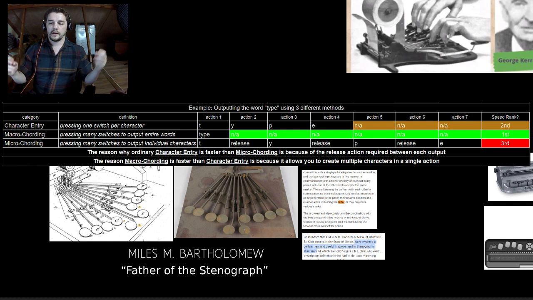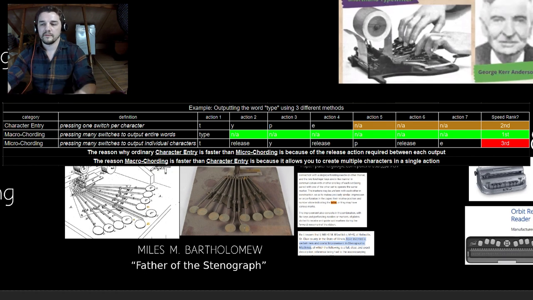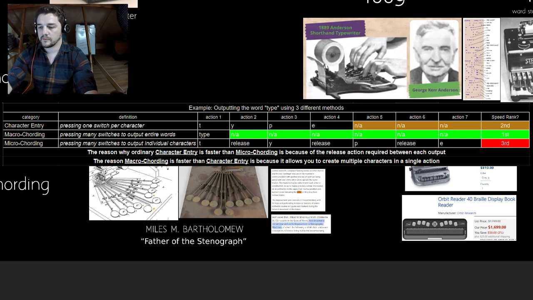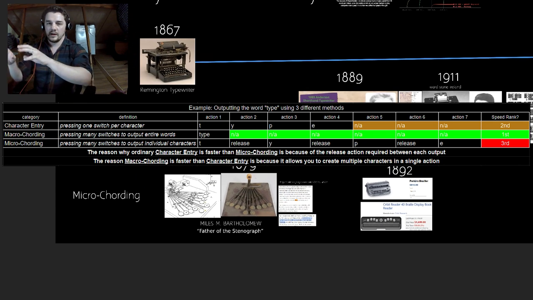So in the practice of stenography today, this is colloquially referred to as finger spelling, and it is widely accepted and widely known to be much, much, much slower than even ordinary typing. That is, again, the process of chording multiple buttons to output individual letters.